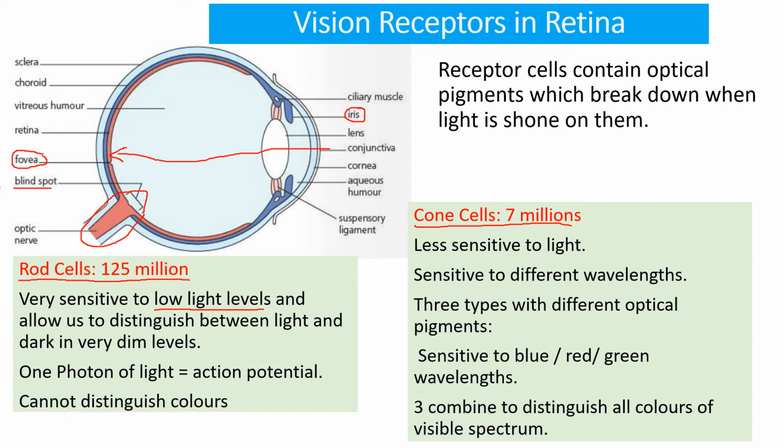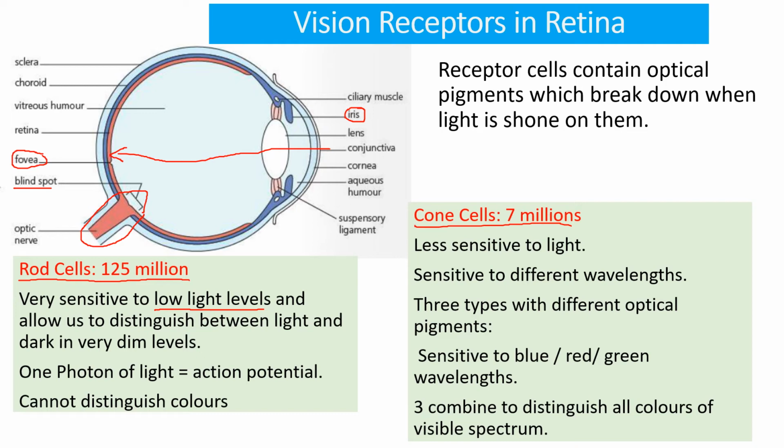And this is called trichromatic vision. So the idea that we have three different types of cones, each with different optical pigments, and they're stimulated by the different proportions of the different wavelengths that your eyes are receiving.